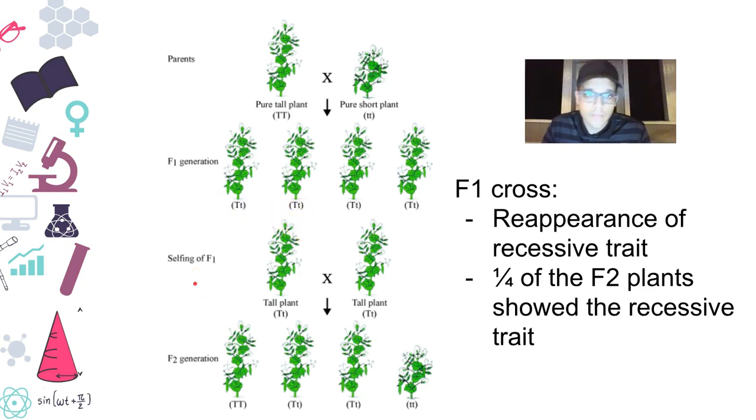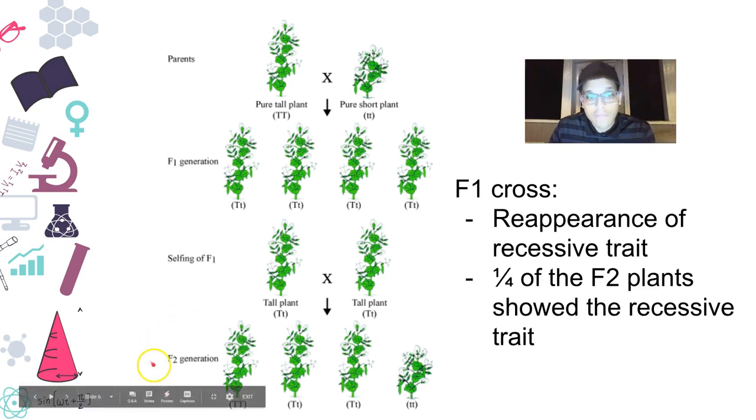From there, Mendel wondered if the recessive alleles disappeared. So what he did was cross two plants from the F1 generation, and the offspring you get are the F2 generation. What he saw was a reappearance of the recessive trait, and 1/4 of the F2 plants showed the recessive trait. You can't see it here, but this is capital T, T, so this is tall, and this is tall, and this is tall, and this one is the lowercase t. So he saw that reappearance of the recessive trait.